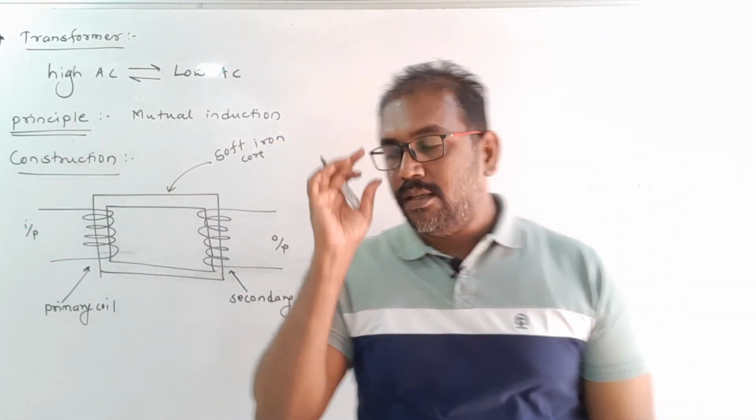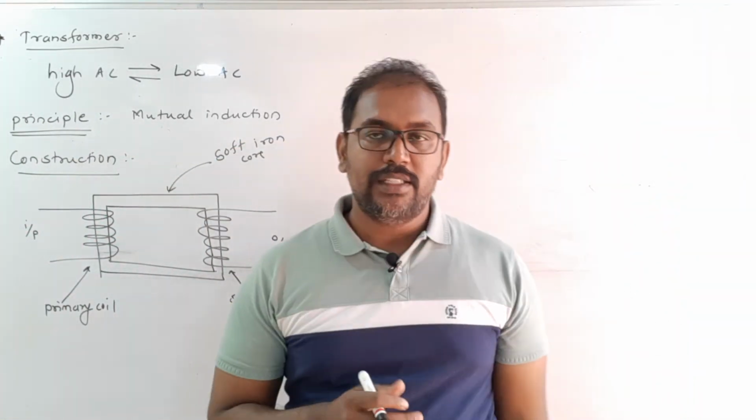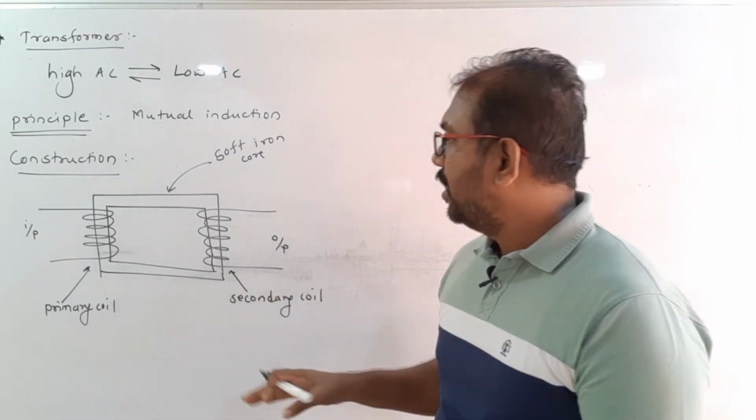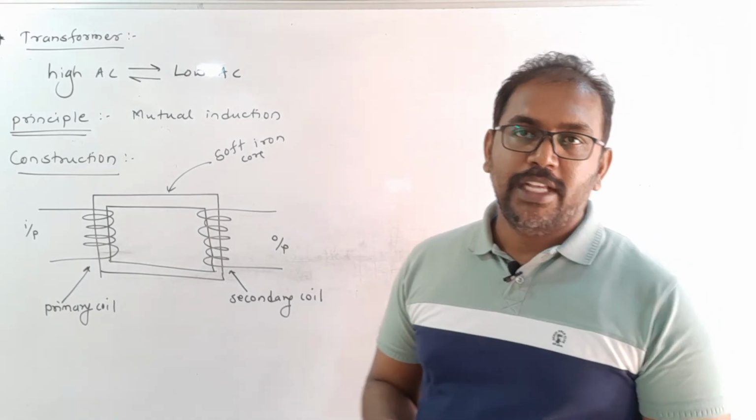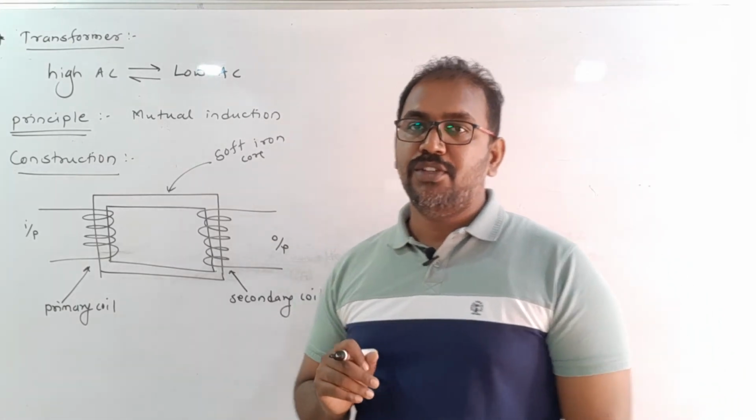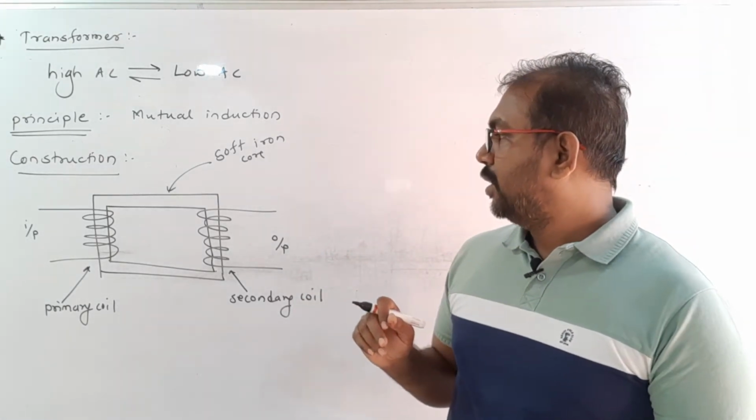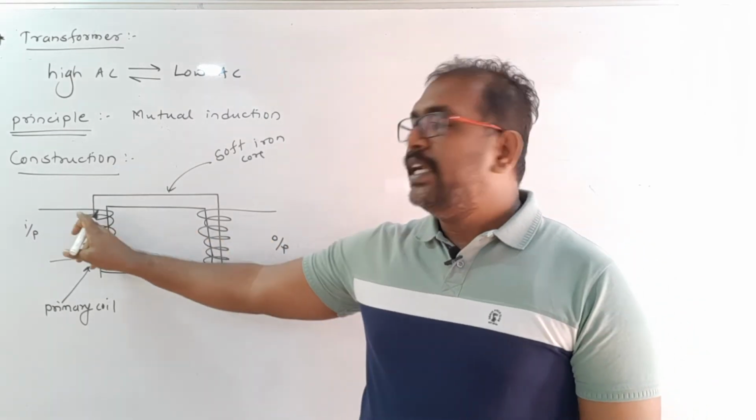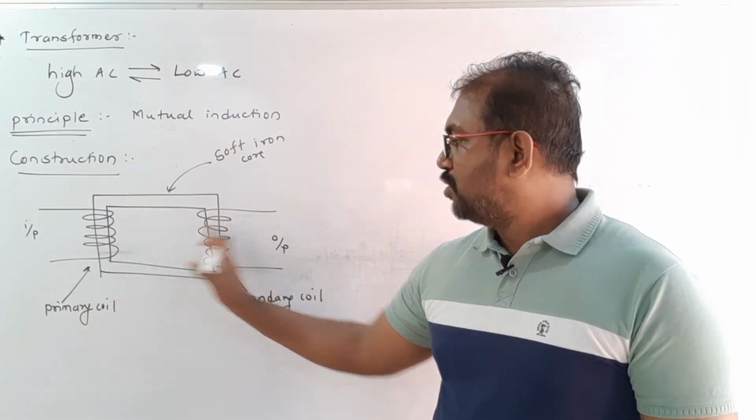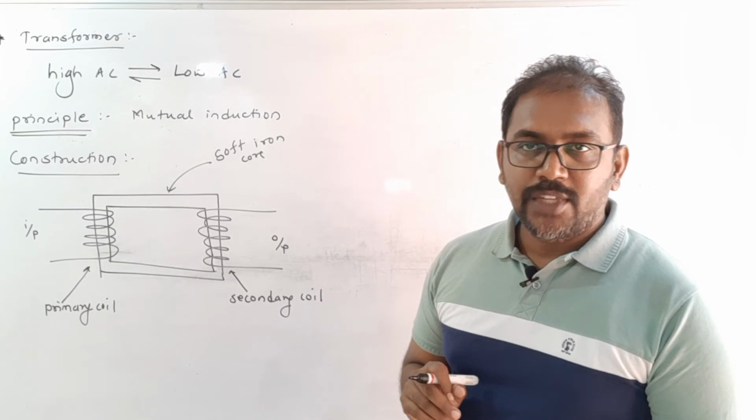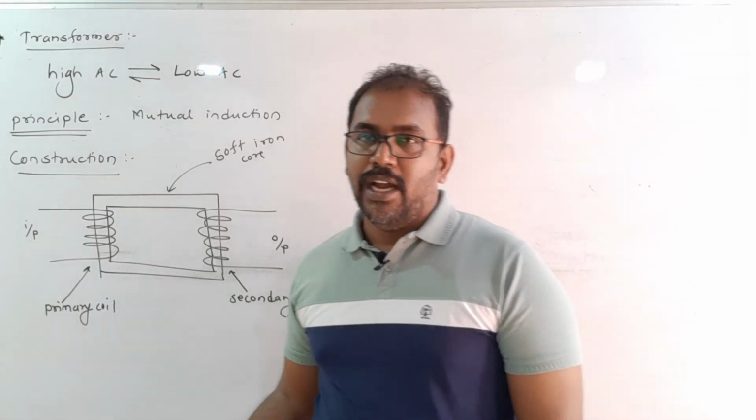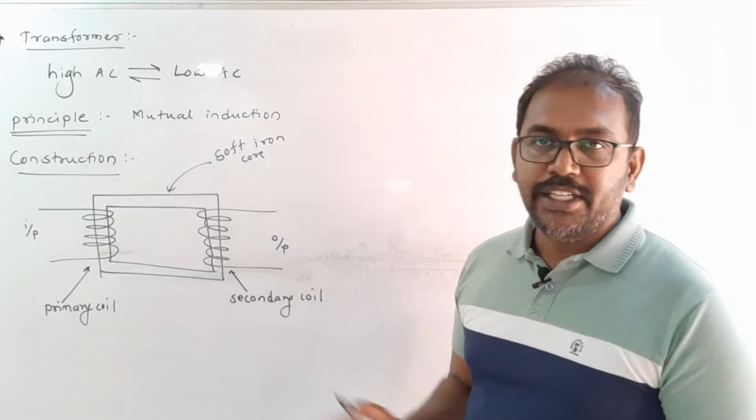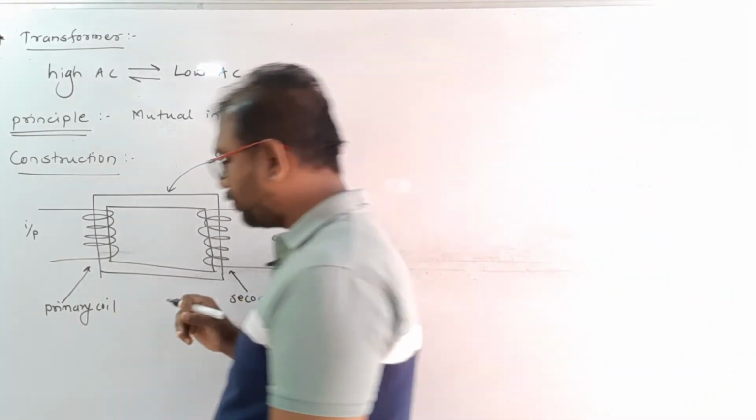So this is the construction. Let me tell you the construction again. A transformer consists of a rectangular soft iron core, placed one above another, insulated from each other. Insulated copper wire is wound on its two opposite arms. The coil at which input is given is called the primary coil, and the coil at which output is taken is called the secondary coil.